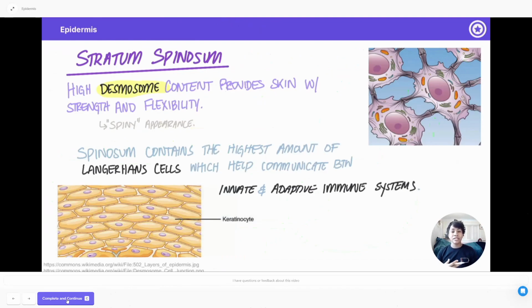And it's kind of cool because the stratum spinosum kind of has this spiny appearance because of all these desmosomes. So because the cells are being held together by these desmosomes, they're being stretched at each point of junction, and that's why we see that they have a spiny appearance. And the stratum spinosum also has the highest proportion of Langerhans cells. These cells are particularly important in communicating between the adaptive and innate immune systems. The skin is often the first line of defense that we have against pathogens, so anything that would manage to break through the other barriers of the skin, that information would need to be communicated to the immune system.